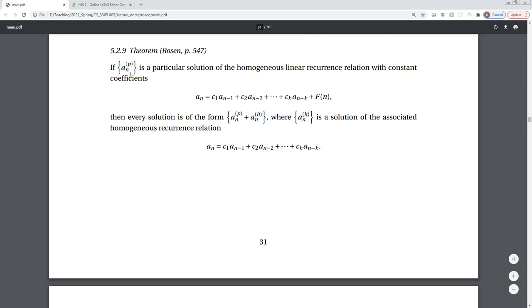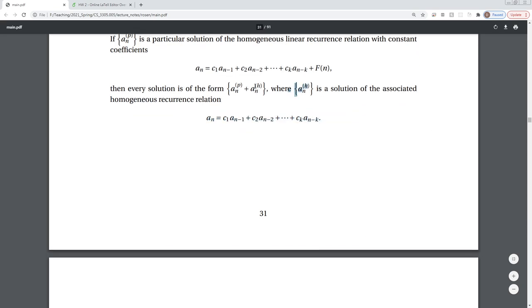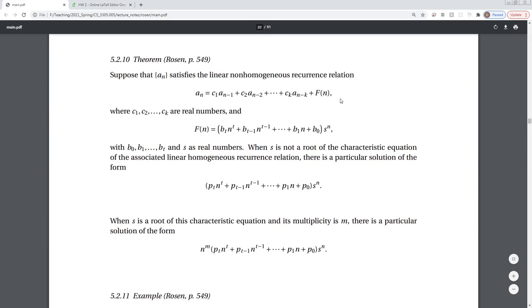Okay, so now we have this sequence, right? And we say that this, not sure about the notation there, is a particular solution of the linear recurrence relation with constant coefficients, this, right? So there's the homogeneous part, and then the particular solution, right? So this is the associated homogeneous recurrence relation, and that gives us our homogeneous solution, and then the particular solution gets tacked on to it, right? So how do we find such a particular solution?